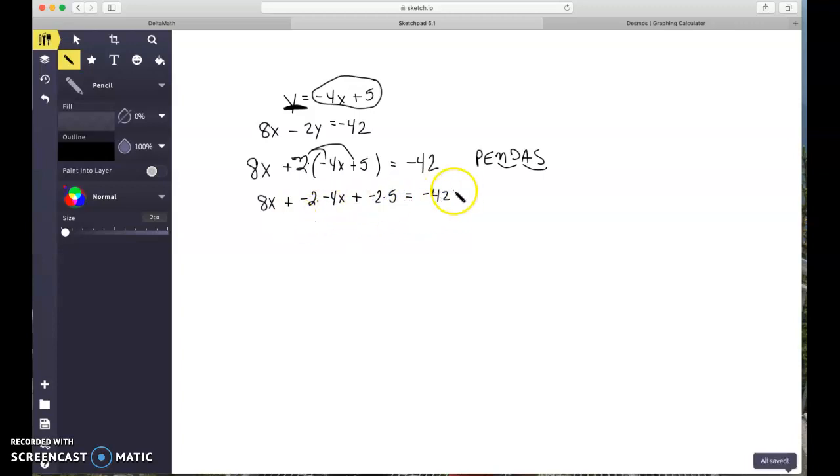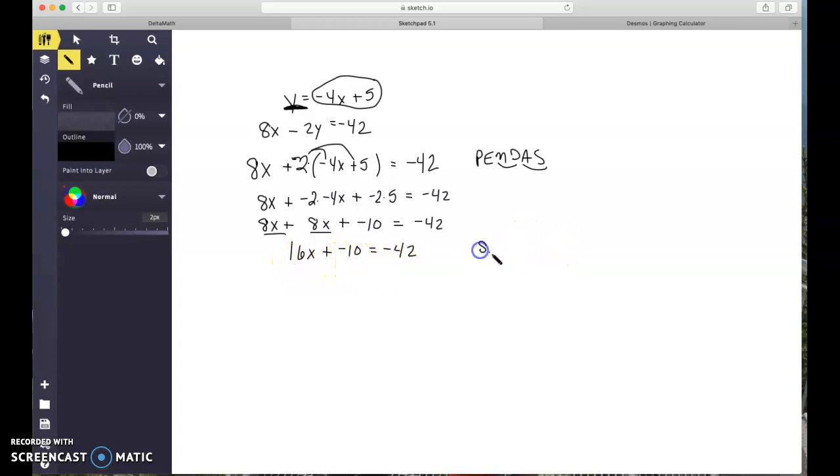I'm going to go ahead and do my multiplication first. Right, so negative 2 times negative 4 is a positive 8x, and negative 2 times 5 is negative 10 equals negative 42. And I'm going to combine any like terms. So 8x and 8x, those are like terms. That gives me 16x plus negative 10 equals negative 42. And at this stage, there's nothing else that I can simplify or that I can combine.